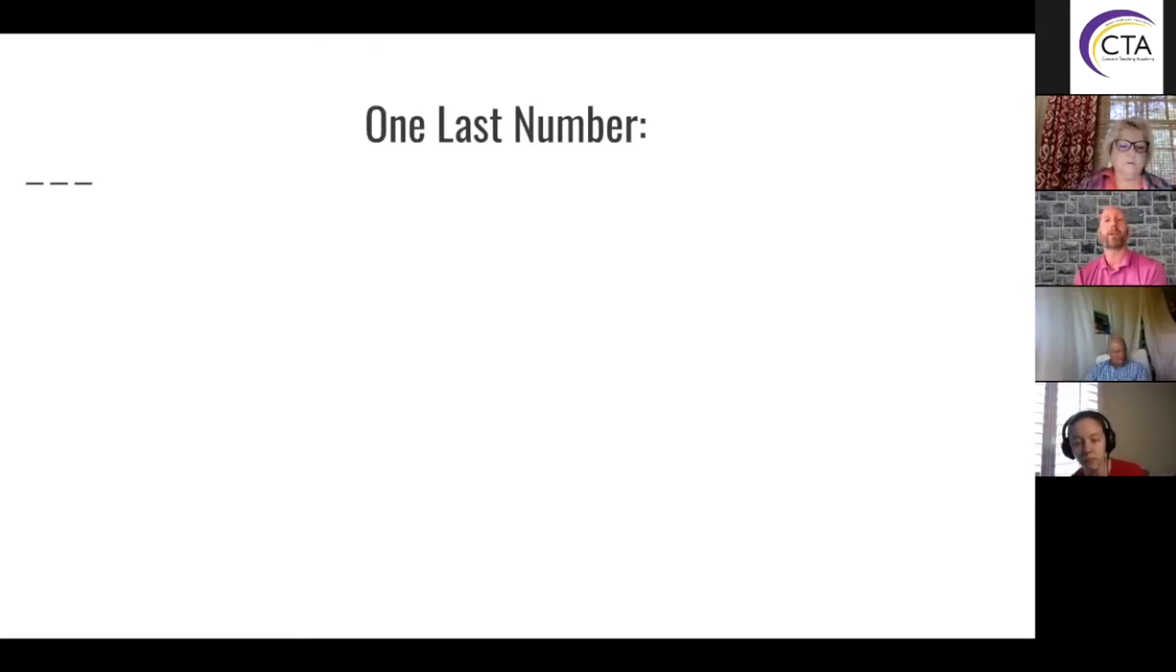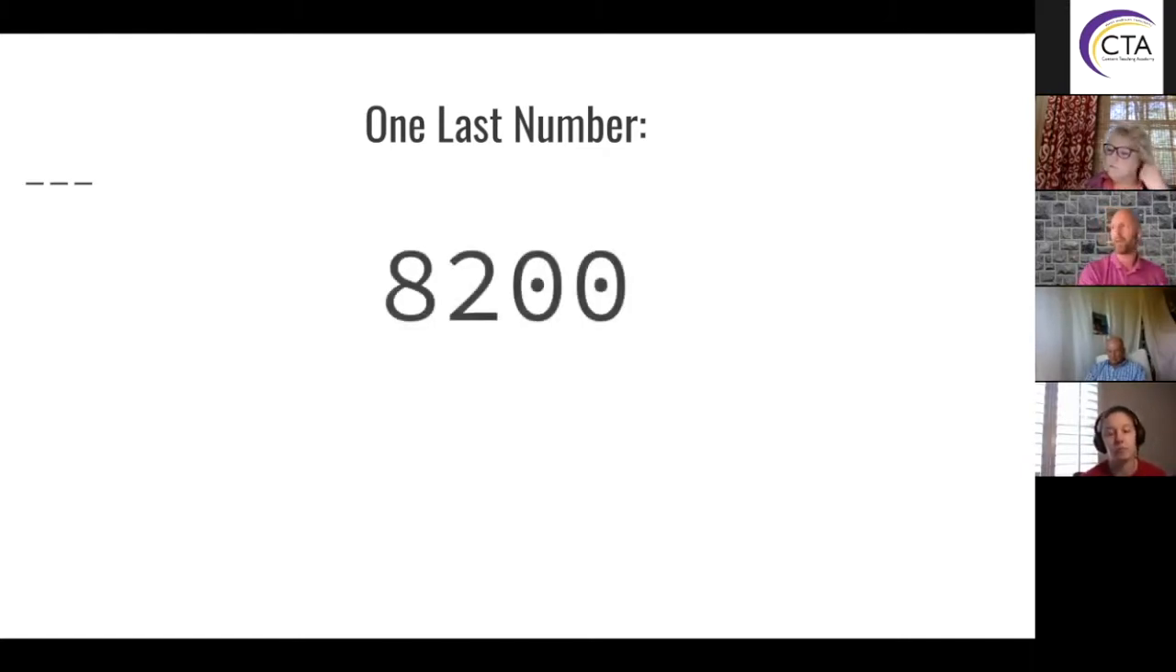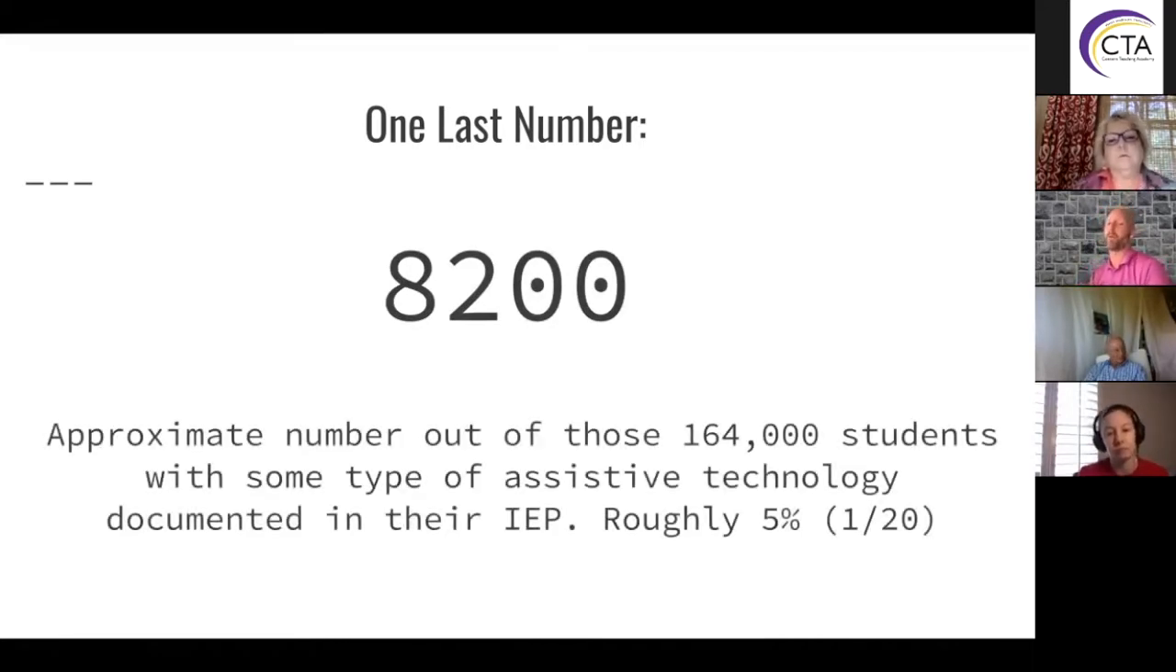Oh yeah, thank you very much, Sarah. Very inspiring. I'm going to give you another number that is more related to the specific content of what we're talking about today. The previous number was 164,000, right? The next number is 8,200. So 8,200 out of that 164,000 students, roughly, being served under IDEA within those 13 categories of disability, have some sort of assistive technology documented in their IEP. And that's just roughly 5%.